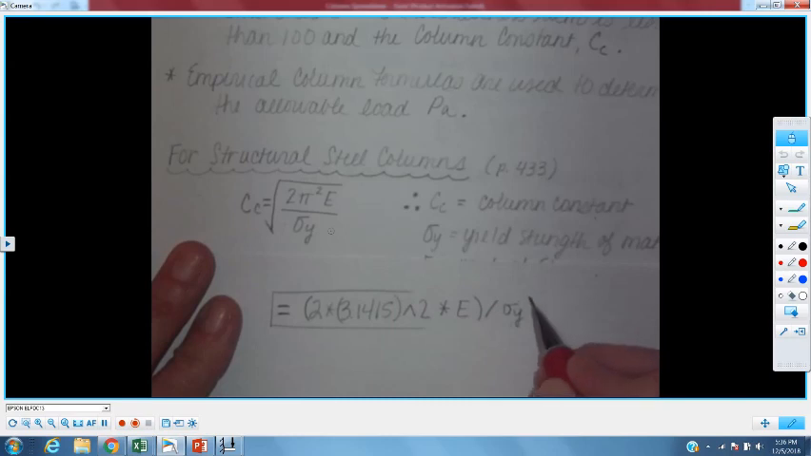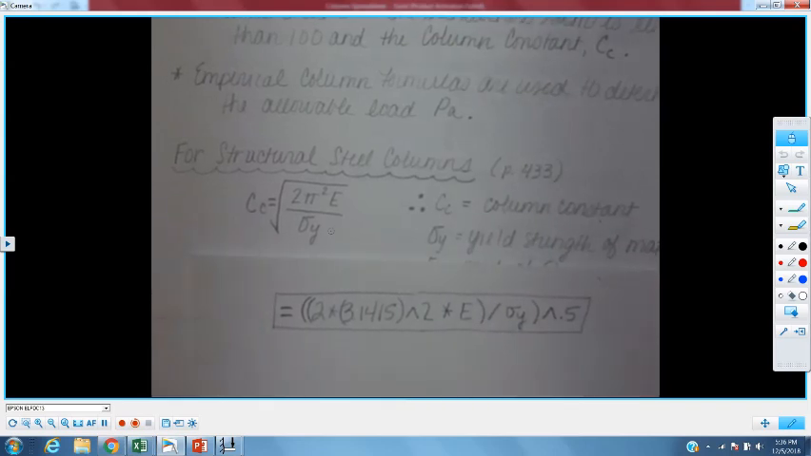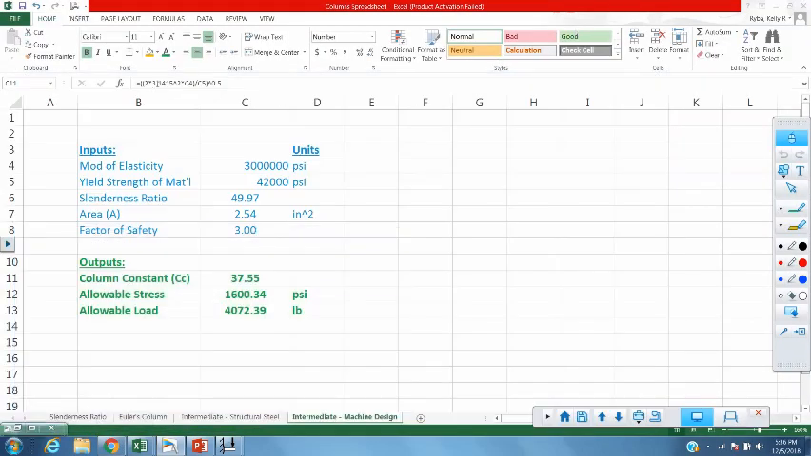Now, after I'm done with that, I'm going to put parentheses around the whole thing, okay? Because I need to take this to the 0.5 power, because I need to take the square root. And that's how I'm going to input it into Excel. So if I go back to Excel, that is what you're going to see on this top line here.